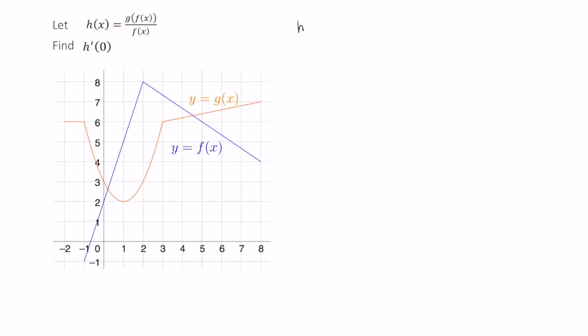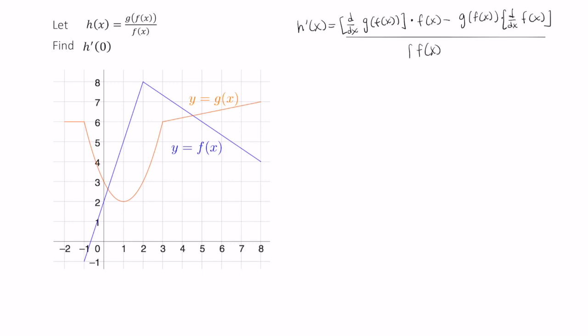So let's get started. h prime of x is equal to the derivative of the numerator, so that is the derivative of g of f of x, times the denominator, minus the numerator times the derivative of the denominator, and this entire quantity divided by the denominator squared. Let's clean this up a bit.